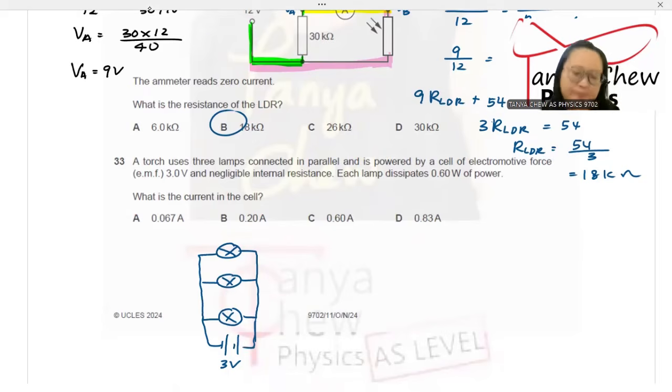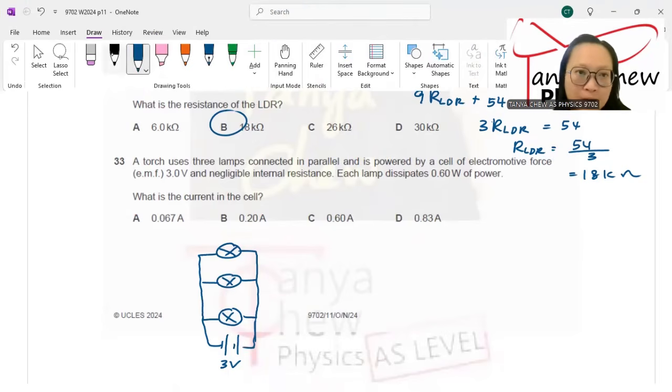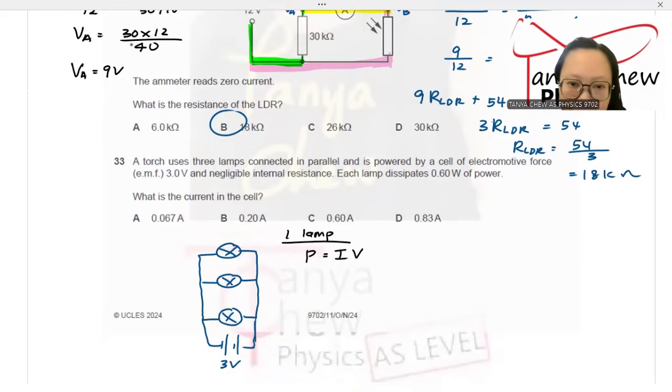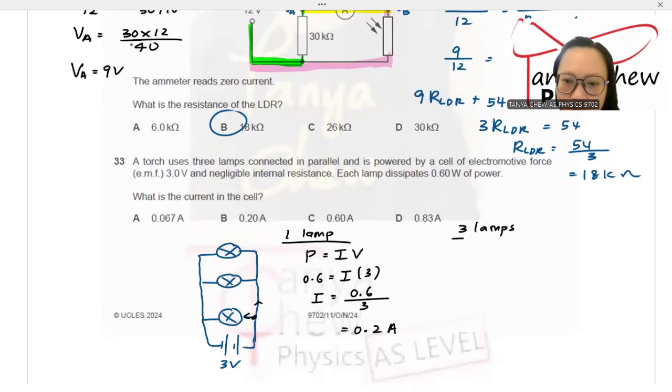So I find the power of one lamp. I use P equals IV. Power is 0.6. I need to find the current through one lamp first. I is equal to 0.6 divided by 3, which is equal to 0.2 ampere for one lamp. Could you see that at this point, current will split? Right, so for 3 lamps, 0.2 times 3, which is equal to 0.6 ampere. C is the answer.